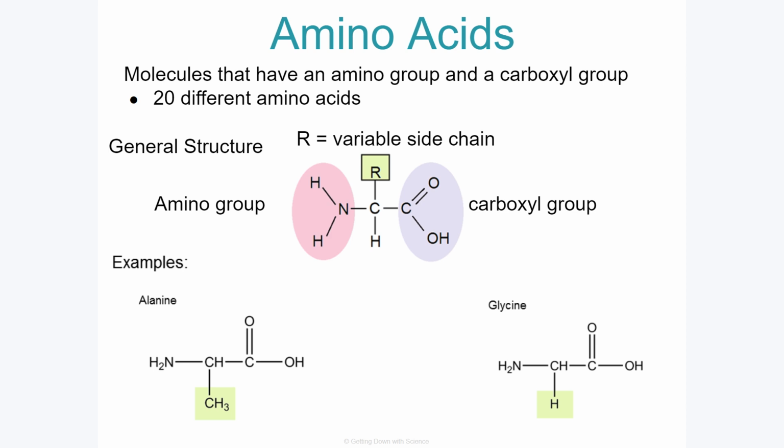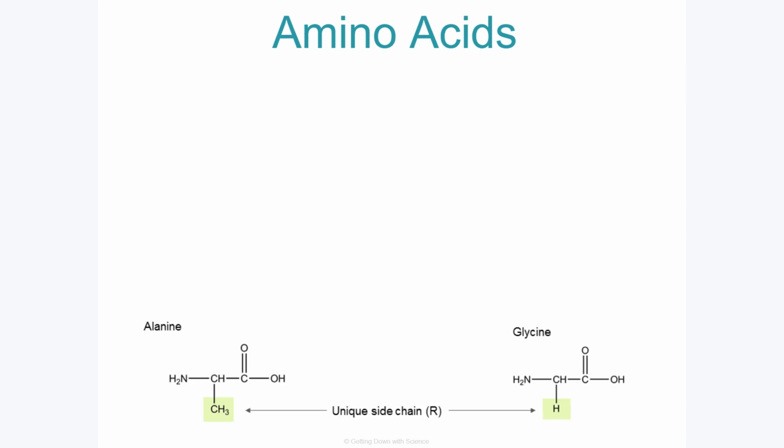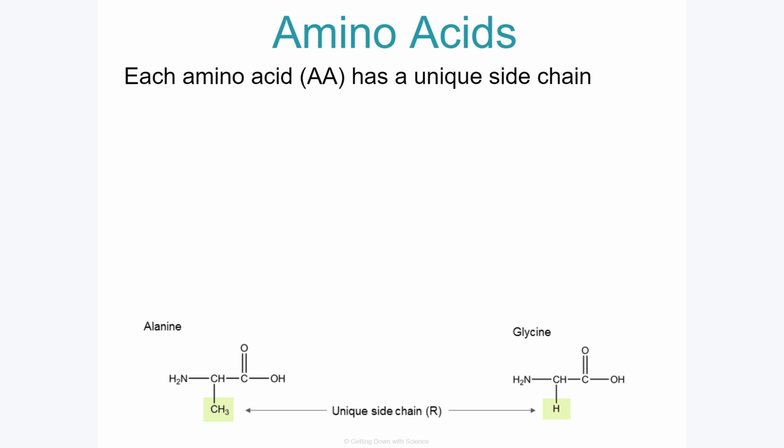So we have two examples. We have alanine, which you can see, once again, we've got that amine group here, carboxyl group here, and that R group is now a CH3. But if we go over to glycine, we have our amino group here, our carboxyl group here, and just an H here in that R group. So that R group is always going to change and be something different. You see that they're unique. Each amino acid has that unique side chain.